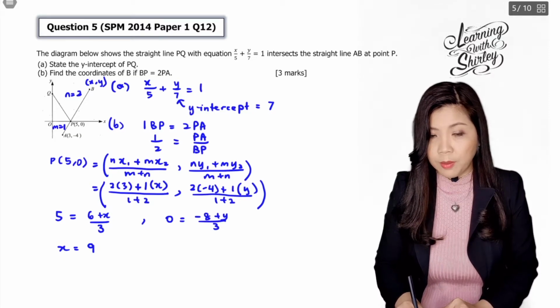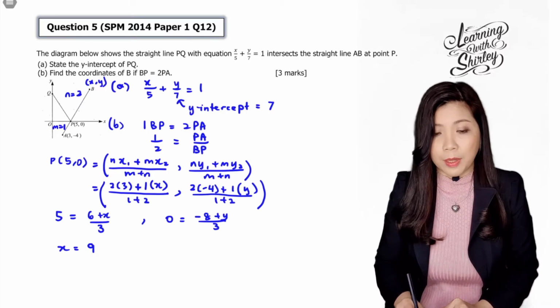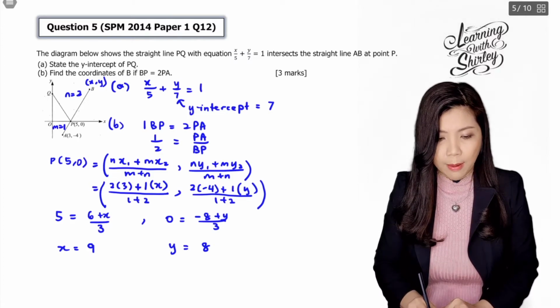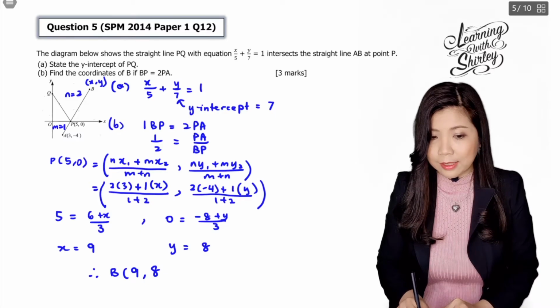When I bring over the 3, it becomes 0. Then I bring over the -8, it becomes +8. So therefore, y is +8. So now we have the coordinate B, which is (9, 8). So that is the answer.